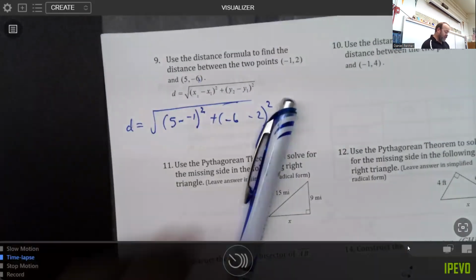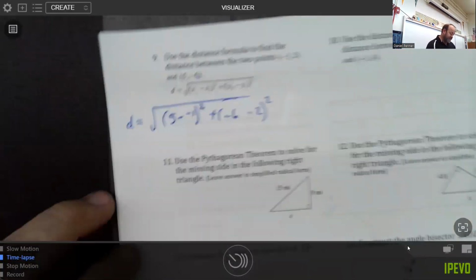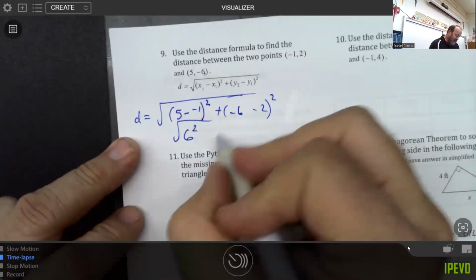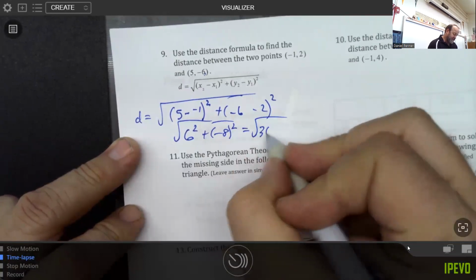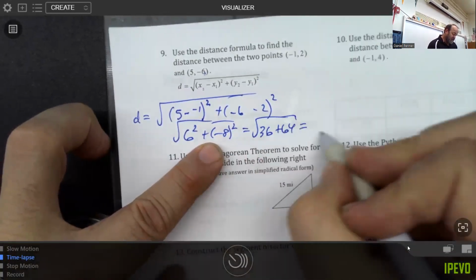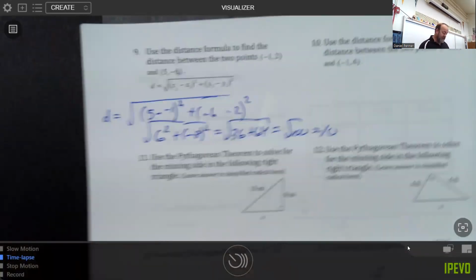And so if you took 5 and you subtracted -1, that's really 5 plus 1, which is 6. So we've got 6 squared. And over here, we have -8 squared. That's 36 plus 64, and that would be 100. So the square root of 100 would be 10, which is pretty nice.